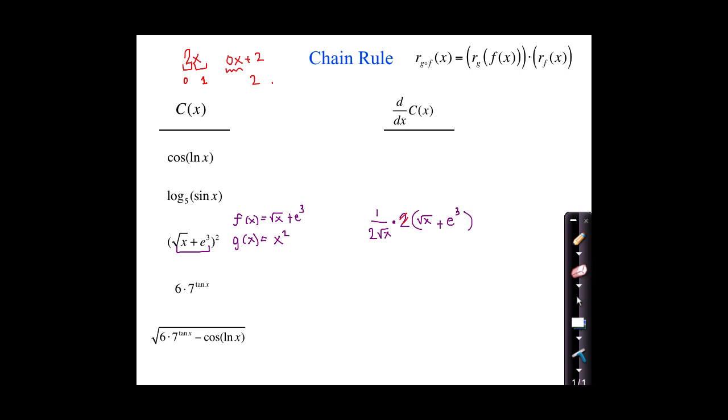But in any case, for this 6 times 7 to the tangent of x power, that 6 is just this coefficient or constant multiple. So if I'm thinking about the derivative of it, I don't have to worry about it too much. I'm going to say, okay, so it's going to be 6 times what it would be otherwise. I'm going to worry about how do I find the derivative of 7 to the tangent of x power.